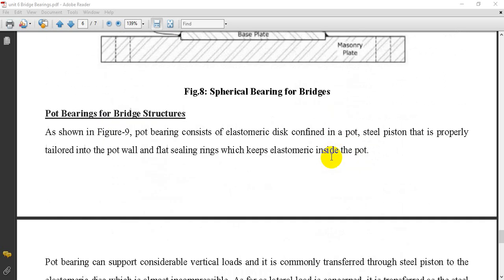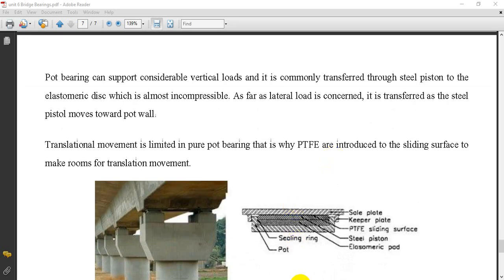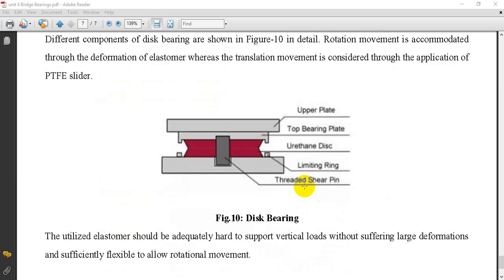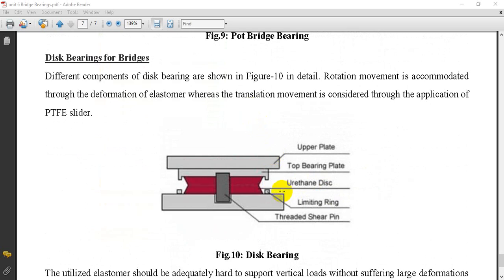The next type is pot bearings for bridge structures. So in pot bearings, you can see here a pot that may be of stainless steel or concrete, and in that pot the plates are placed, that is an elastomeric pad and steel piston or PTFE sliding surface. All the other types we have seen are included in this type of bearing. And the last one is disc bearings for bridges.